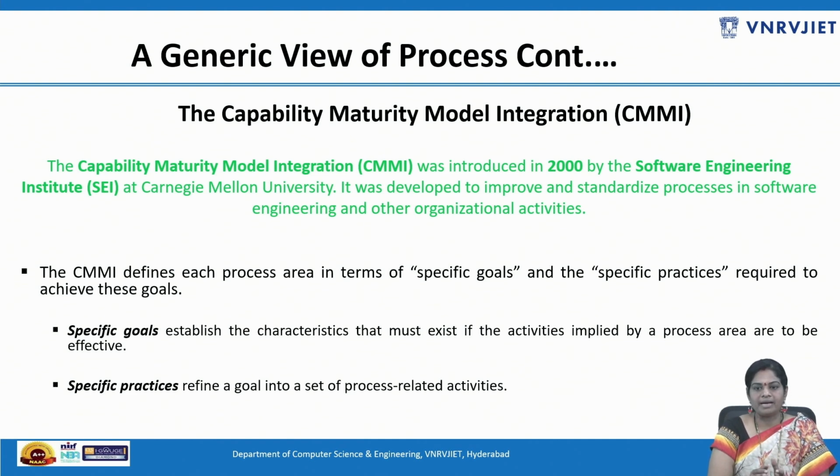So mainly this model defines goals and practices that are required to achieve those goals. Whenever they give a CMMI level to any company, they will try to see whether they are meeting these specific goals and practices, and up to the extent they are achieving them, they will award that level. So what are the specific goals here? These goals establish the characteristics that have to exist, like if you are planning to do any kind of process or activity, how it is implemented and how effective it is for us to complete that process. Practices refine a goal into a set of process related activities.